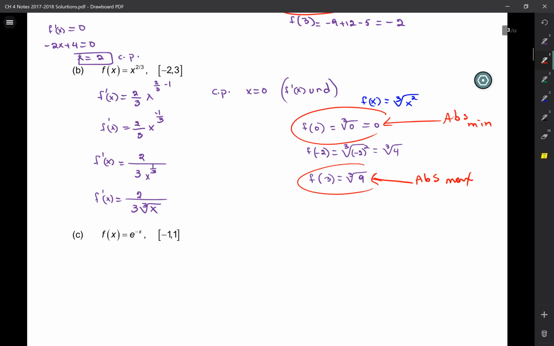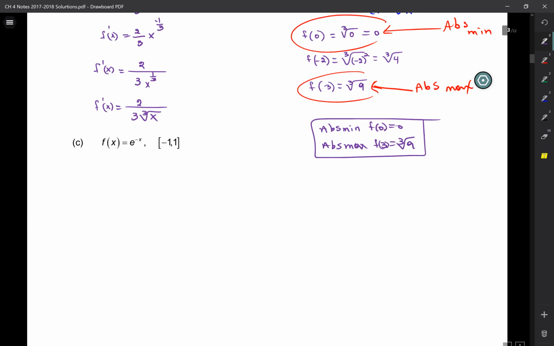You would just say f of 0 equals 0. You would say absolute min, f of 0 equals 0, absolute max, f of 3, cube root of 9.